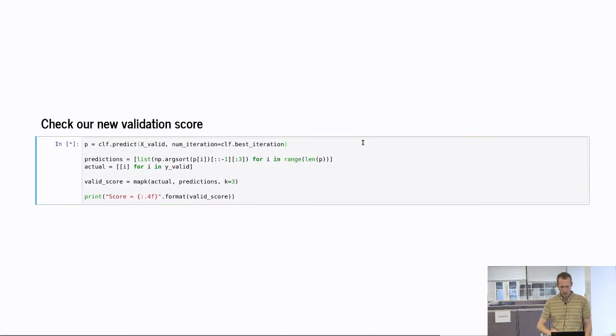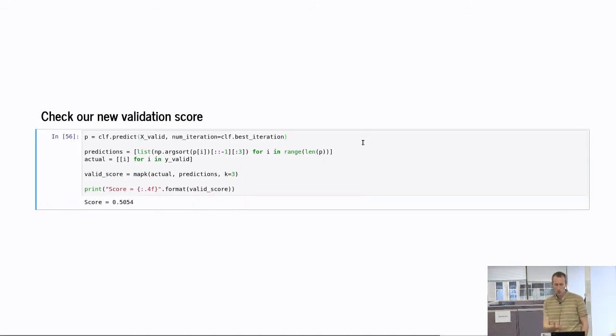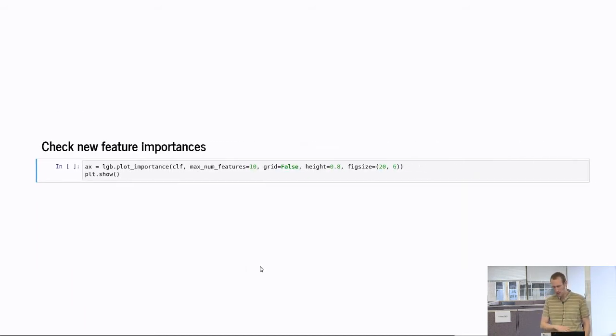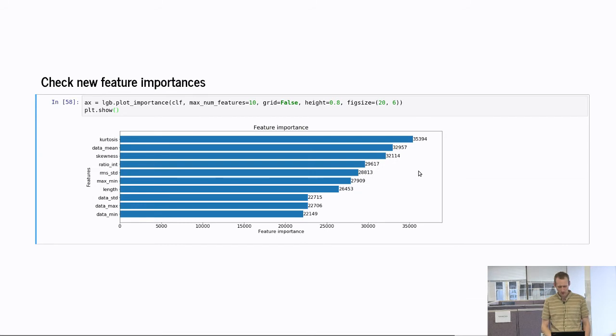So now I run my own local validation, and I see that my local validation score went from 0.45 up to 0.5. So I think that's a pretty good bump for just a couple extra features. And as far as I can tell, I can believe this local validation number, so I'm happy to continue on with that. So I didn't bother submitting that one. And now we take a look at the feature importances.